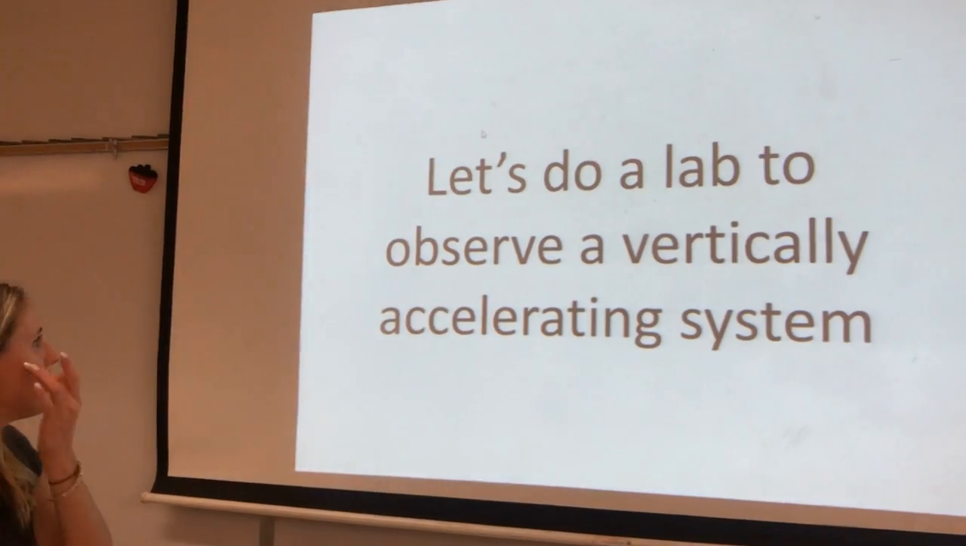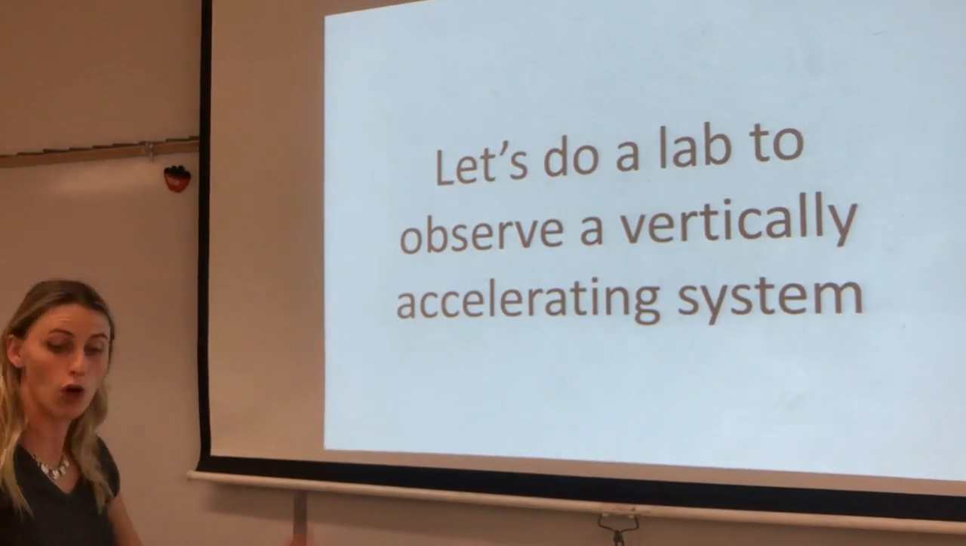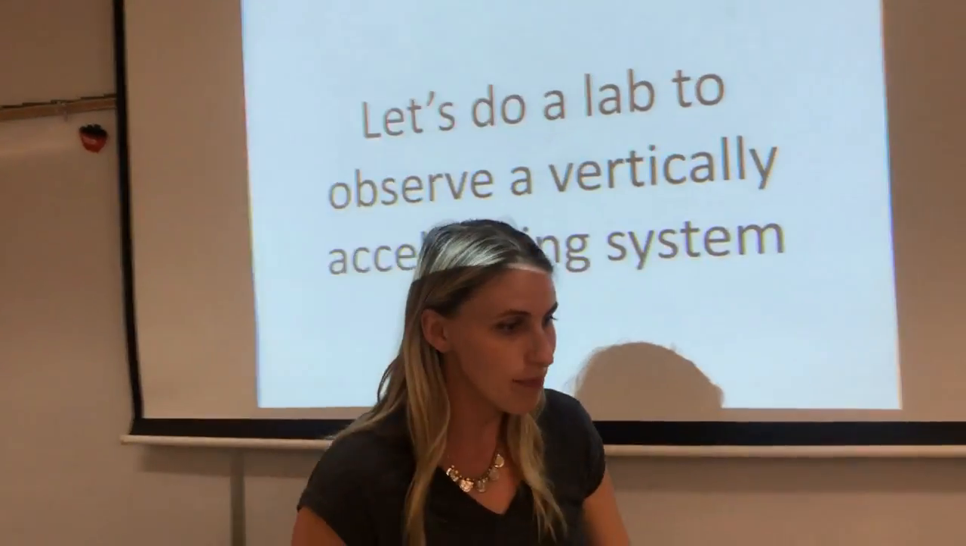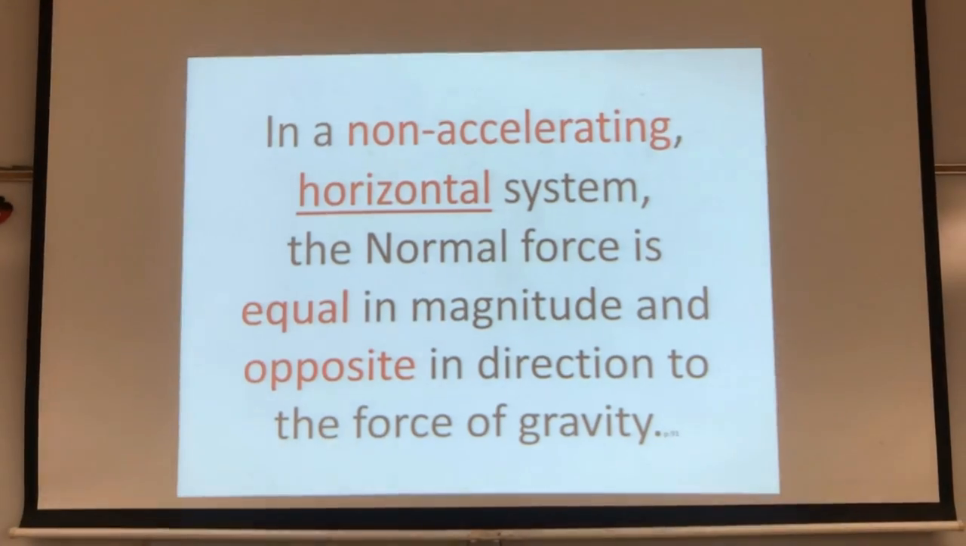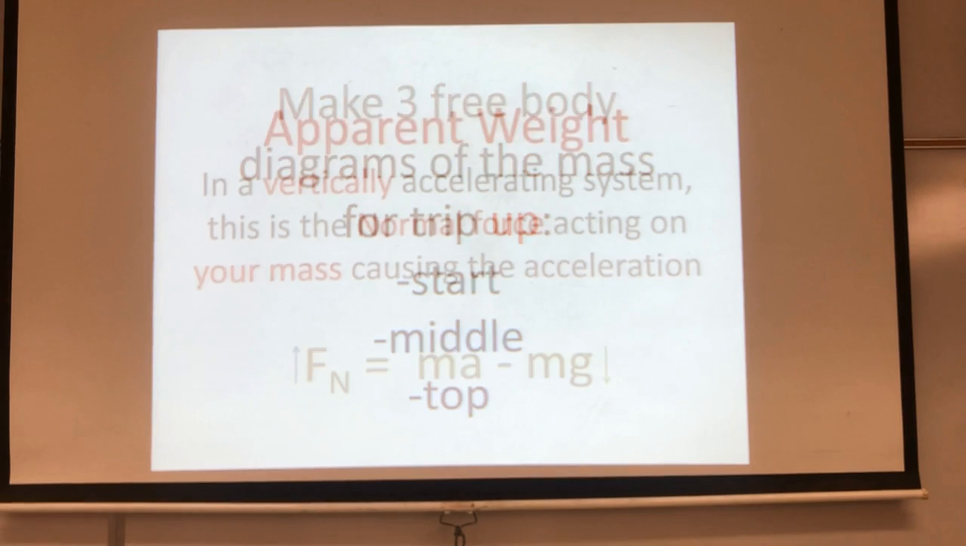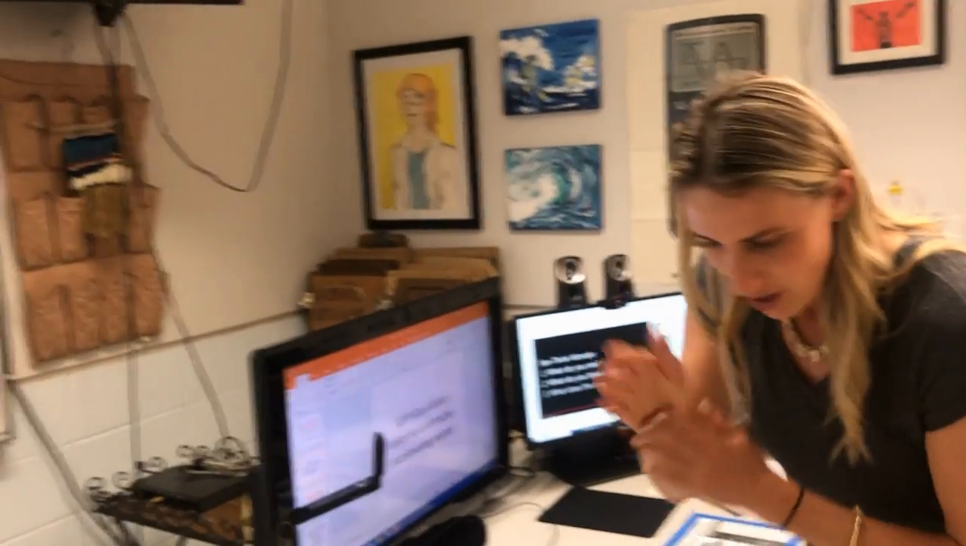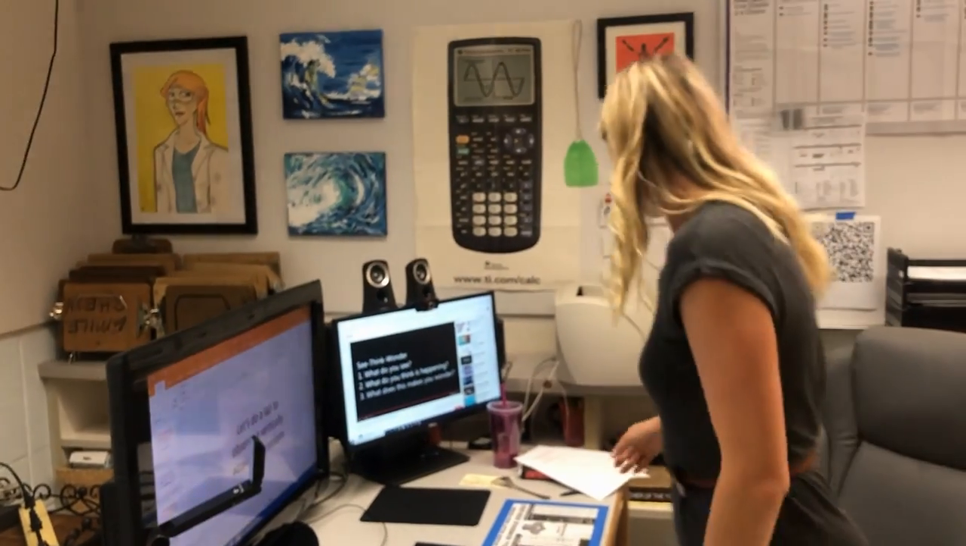Okay. All right. Let's do a lab to observe a vertically accelerating system. Because we were talking previously about a non-accelerating horizontal system, but we don't care about that. We're changing things up here. We want to know about a vertically accelerating system. We're going to do some acceleration. Do they have a lab sheet? They do.